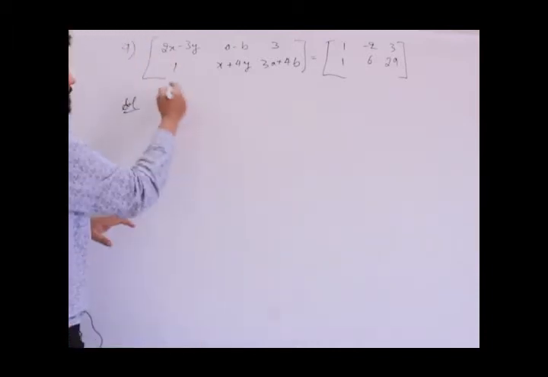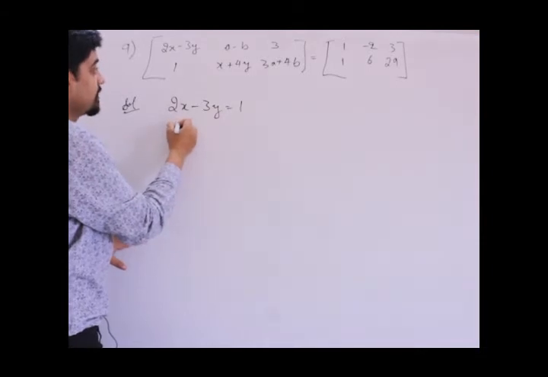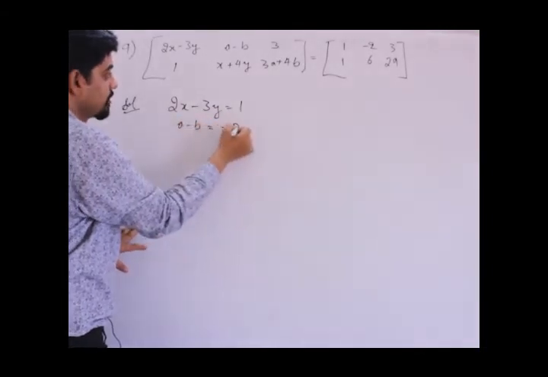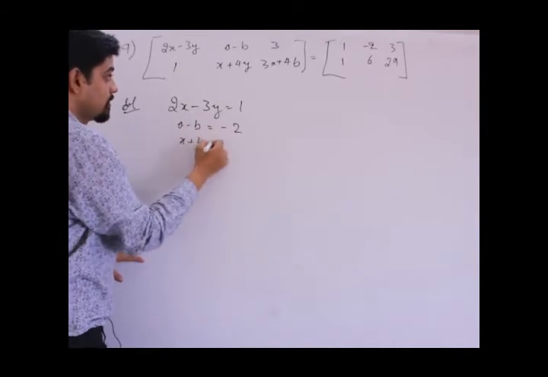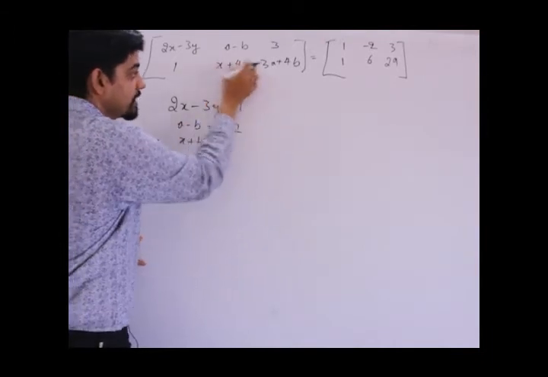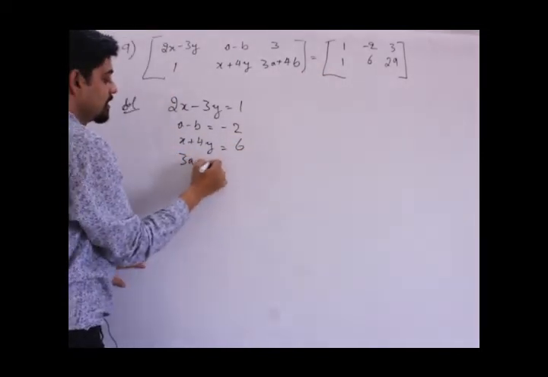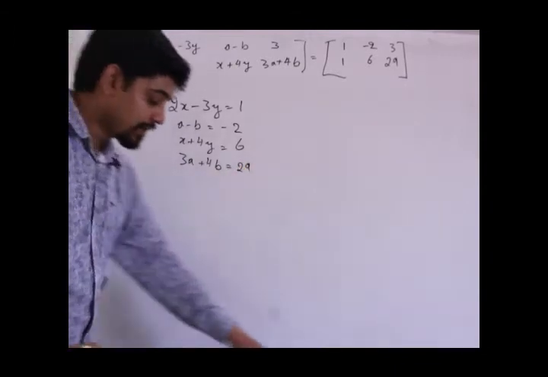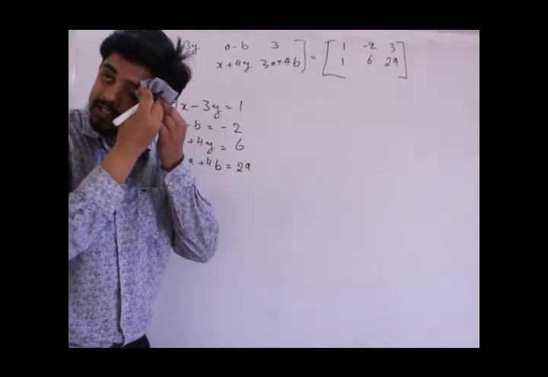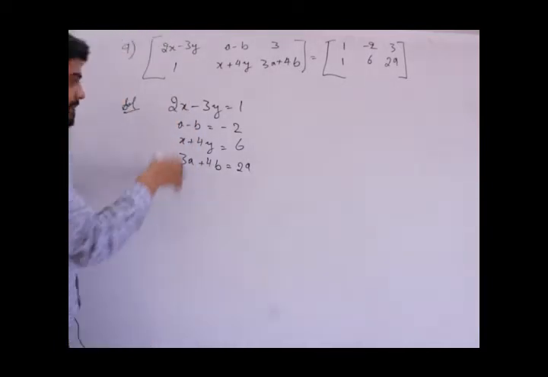Okay, so 2x minus 3y is equal to 1. Then we have the equation a minus b is equal to minus 2. Then x plus 4y is equal to 6. And the last one is 3a plus 4b is equal to 29. I would have opted for this question somewhat again, but let me solve it.